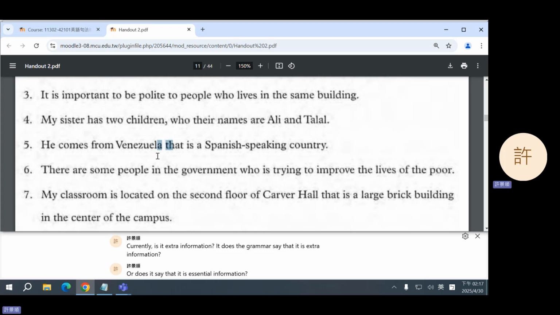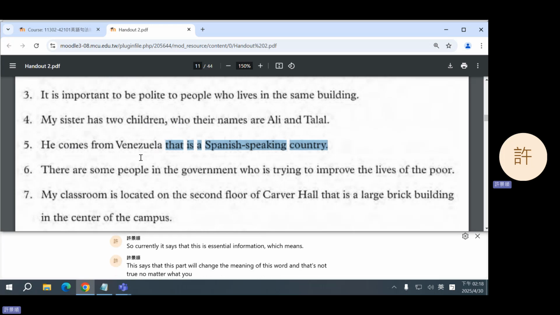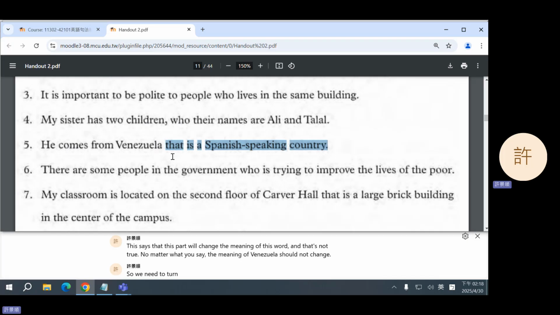There's no comma, right? So we use commas to separate extra information. Currently it says that this is essential information, which means this part will change the meaning of this word. And that's not true. No matter what you say, the meaning of Venezuela should not change. So we need to turn this part from essential to extra.